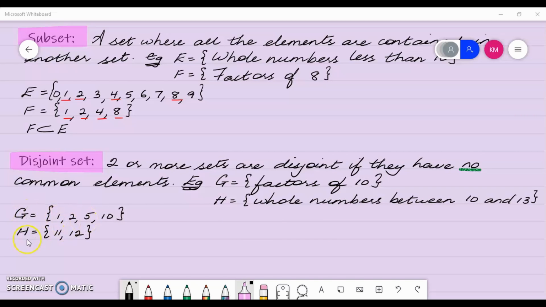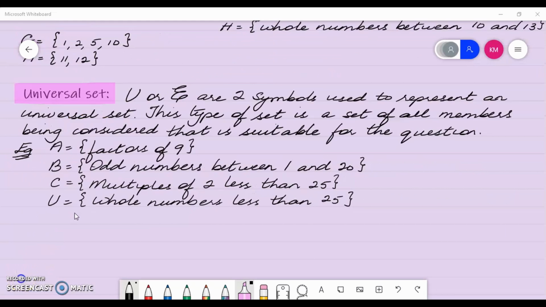So I have listed the elements of both G and H there for you. G, which is the factors of 10, are 1, 2, 5, and 10. And H, which is the whole numbers between 10 and 13, are 11 and 12. Notice those two sets have no common elements. And as such, those two sets are said to be disjoint sets.